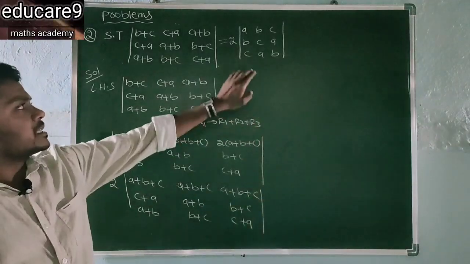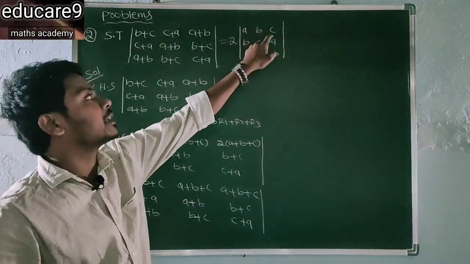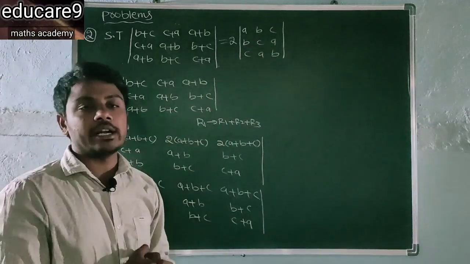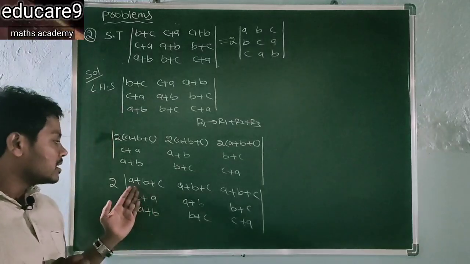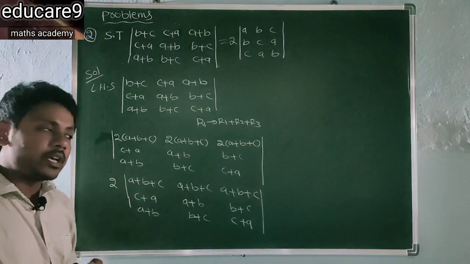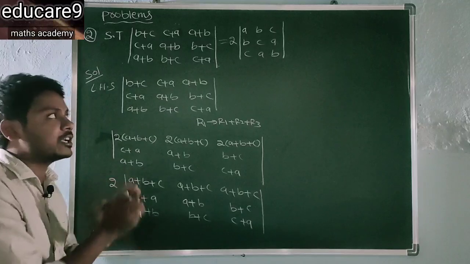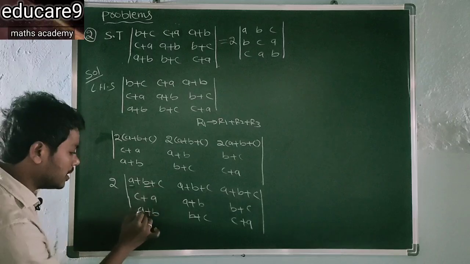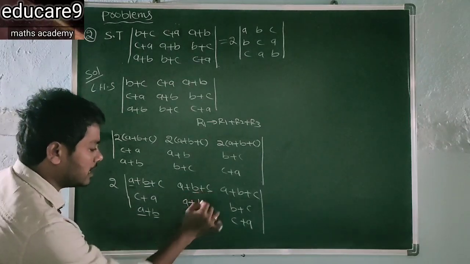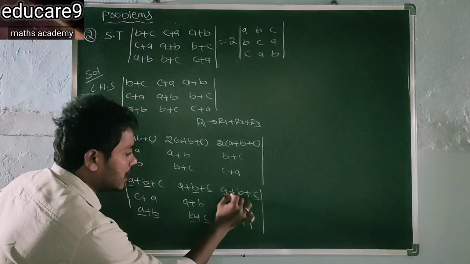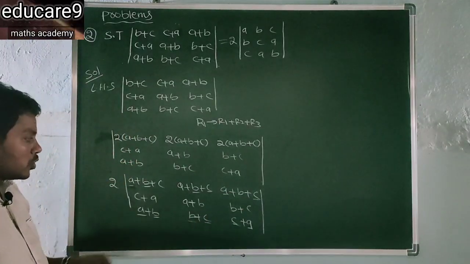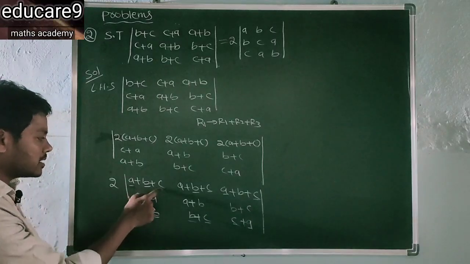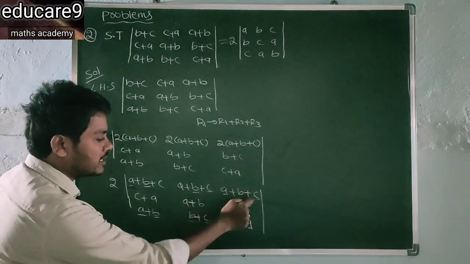See here, but in the RHS all values are single terms. The first row contains all single terms and the remaining two rows also contain single terms. But here we have sums of 3 terms and sums of 2 terms. So here we have to reduce the sum of 3 terms to a single term. For that, see here: a, b, a, b, bc, bc, and here ca, ca. Next ab, ab, bc, bc.